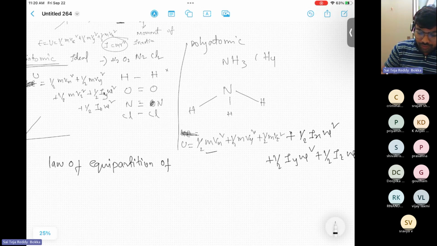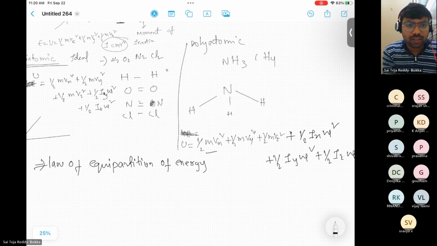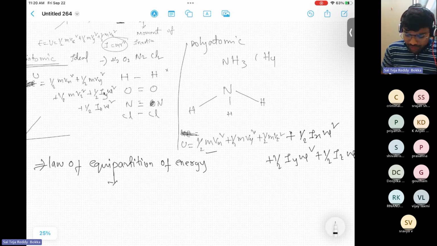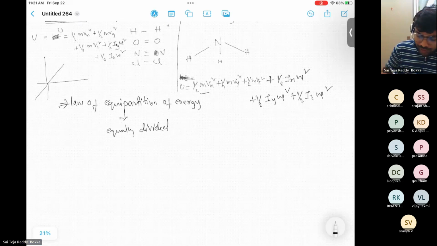Law of partition of energy. Equipartition means I'm dividing equally. The energy I'm dividing equally. So first we used to discuss the law.